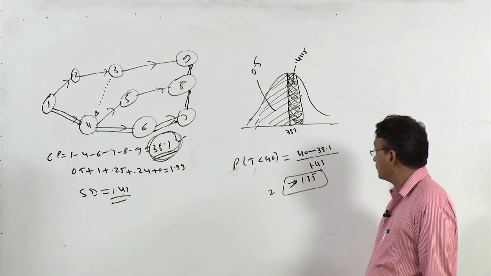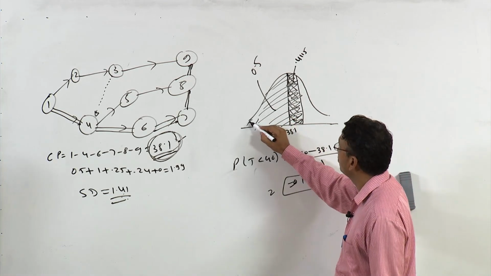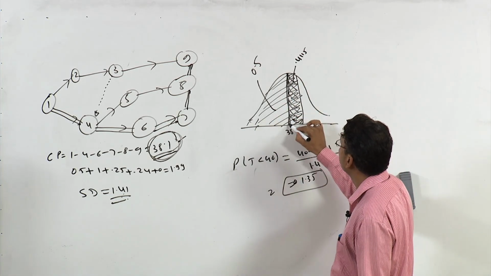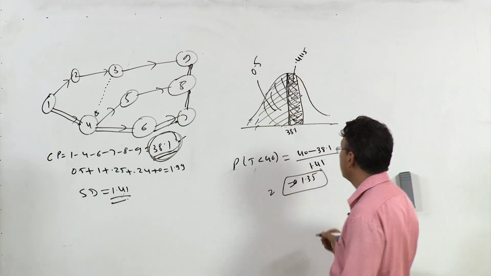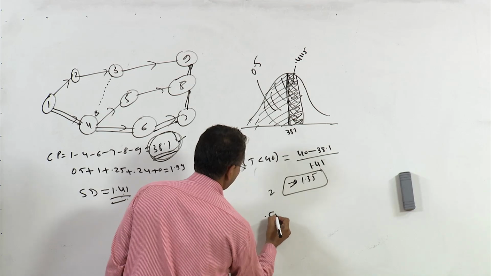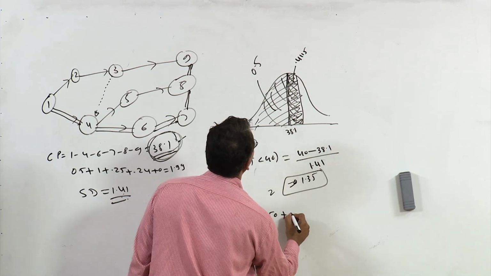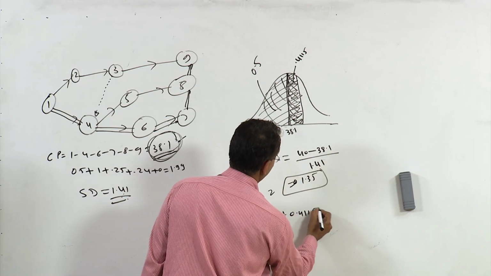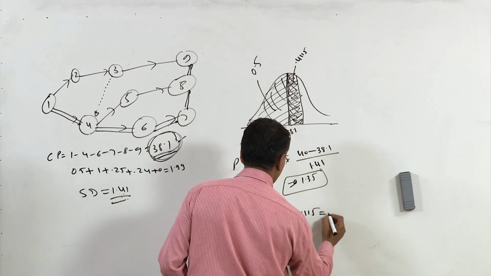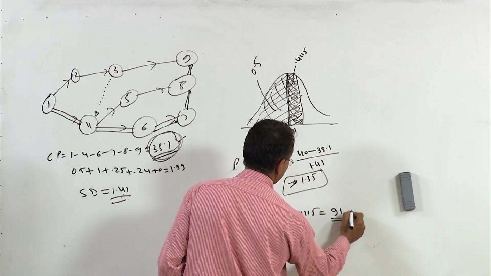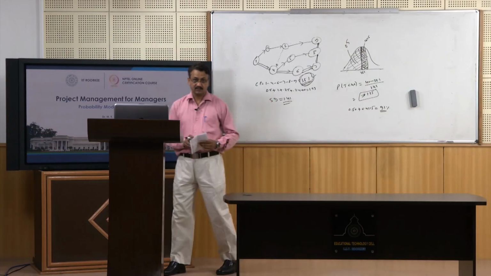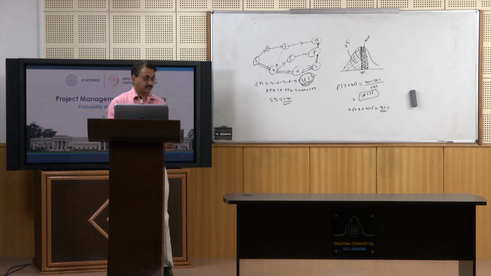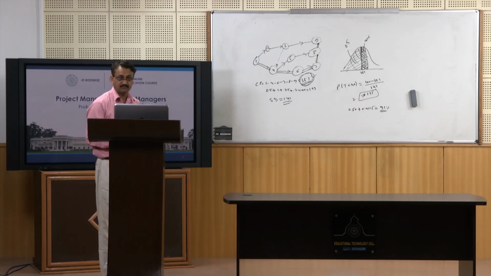We already know that from here to here this area is 50% and this area is 41.15. So the total is 0.5 plus 0.4115, which is approximately 91%. So what is our finding? Our finding is that the probability that this project would be completed within 40 days is 91%.